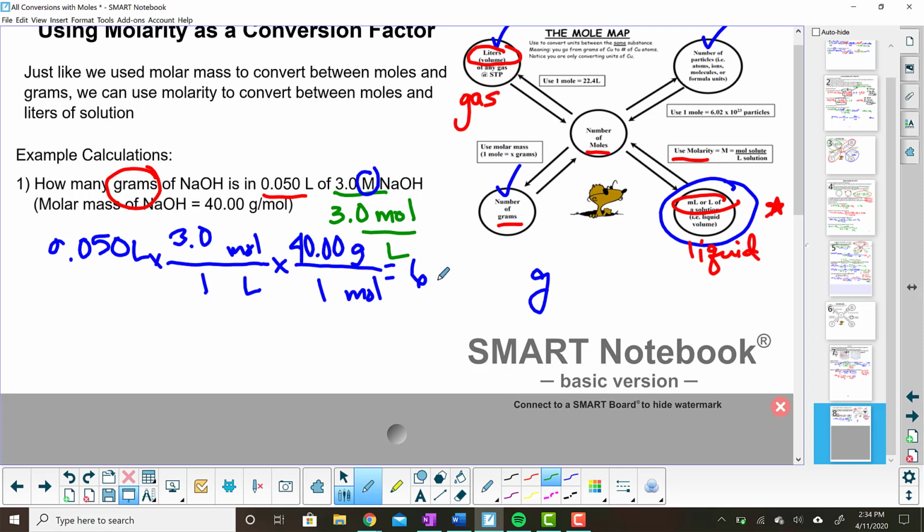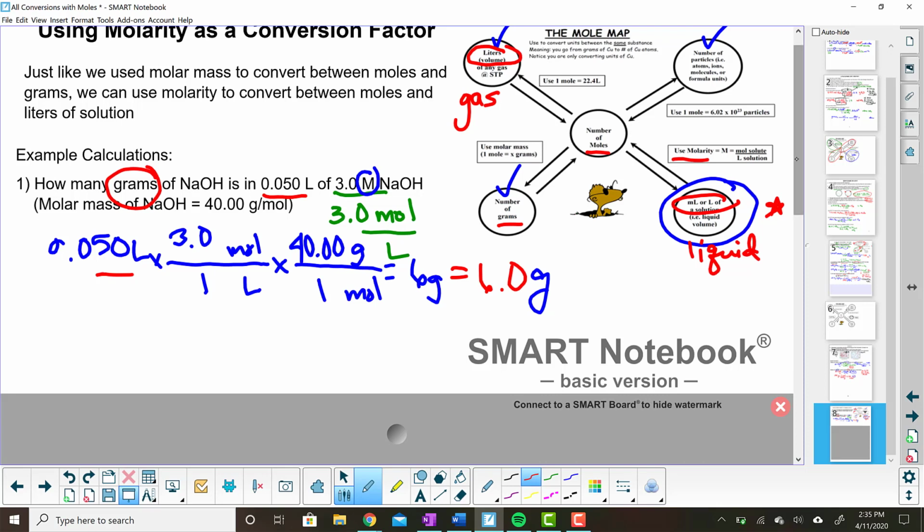But how do I appropriately show sig figs? 6 just has 1 sig fig. I need to show 2 sig figs. So we have to add a 0. 6.0 grams is my final answer.